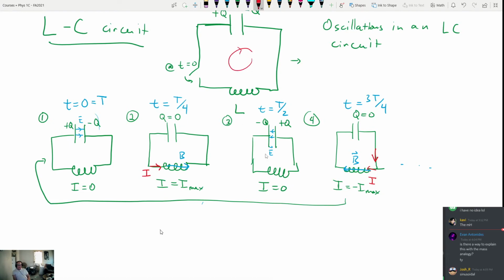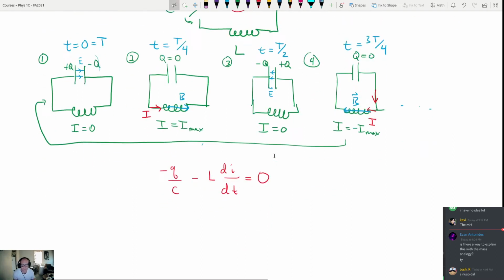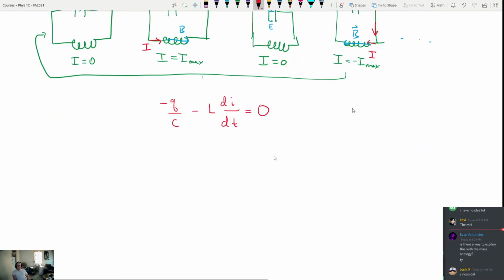And we're going to write down negative Q over C minus L di dt is equal to 0. We're going to start from that equation and come up with the charge as a function of time in this system. This one's actually pretty easy to do compared to the one we did a second ago. To do this, we have to realize that the current I is equal to the rate of change of the charge in the system. So di dt has to be equal to the second derivative of Q with respect to t.